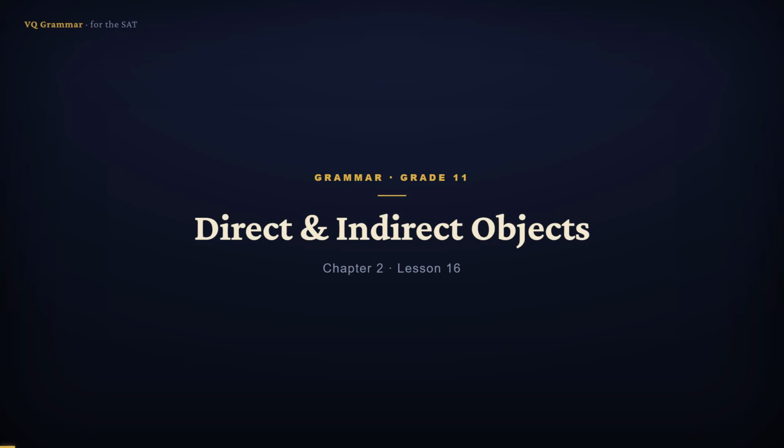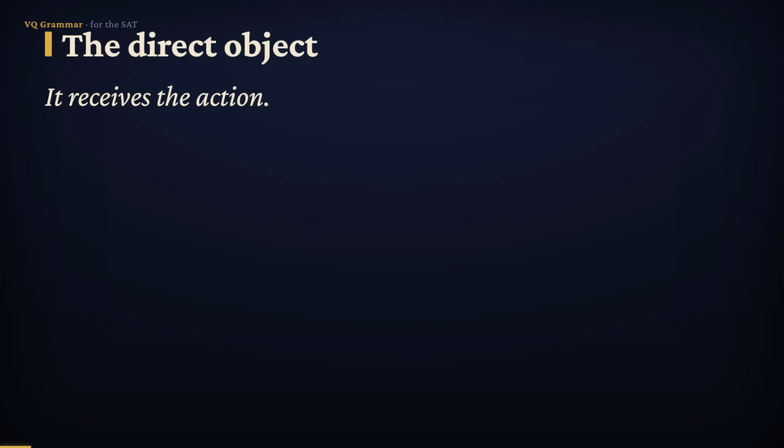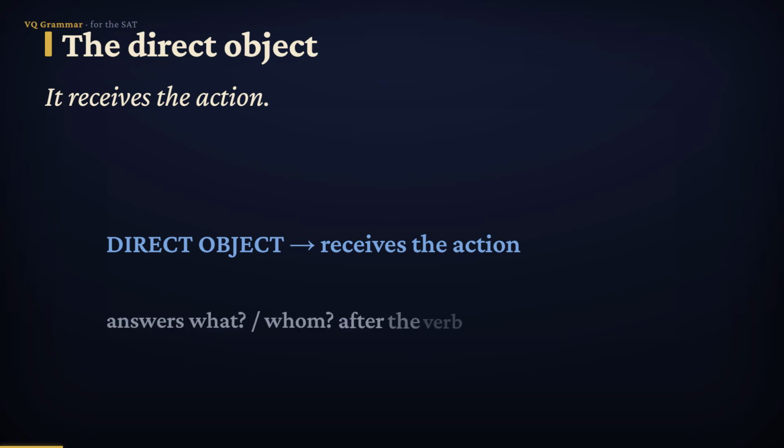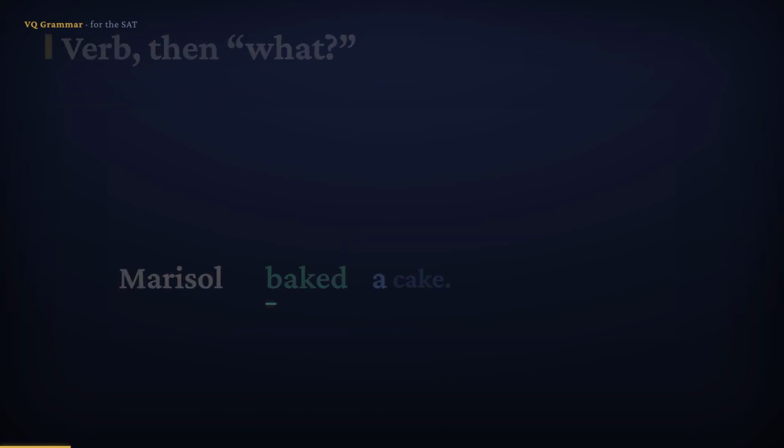We know subjects and verbs. Now we follow the action to where it lands, direct and indirect objects. Let's look at what completes a verb's meaning. A word that does this is called a complement, and the most common one is the direct object. A direct object is a noun or pronoun that receives the action of an action verb, and it answers the question what or whom after the verb.